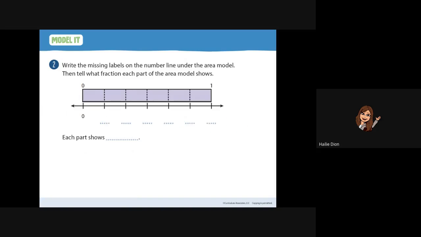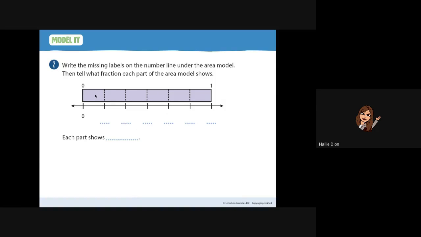I'm sorry. So now again, we're going to write the missing labels on this number line under the area model and then tell what unit fraction it is showing. So pause. I want you to try to figure this out on your own, and then I'm going to walk you through it after you figure it out. So pause me and figure it out, and then we're going to get started.